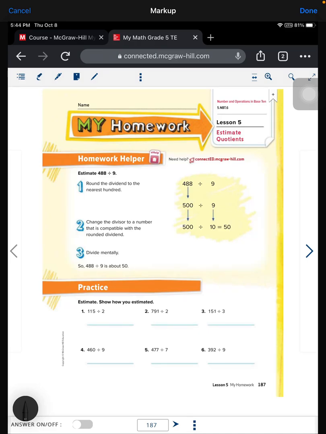Cox. We are on Chapter 3, Lesson 5, Estimating Quotients. Remember, sometimes they're going to have you estimate and round the dividend, sometimes the divisor, sometimes both, like they did in this example. Let's begin.